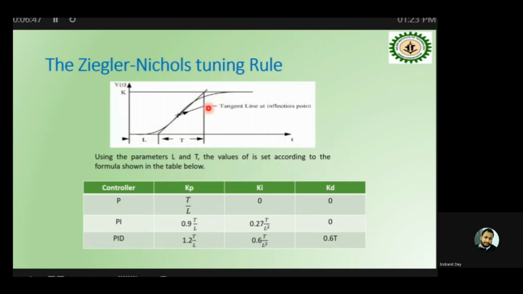That's why when we started talking about this design procedure, the first thing we said was to check the open loop response, and from the open loop response we try to think about which parameters we need to modify.